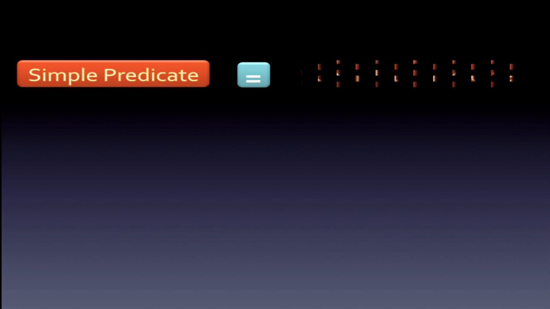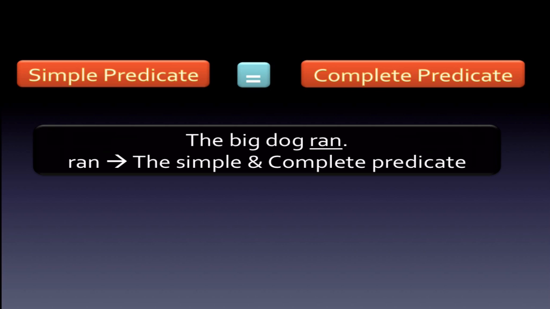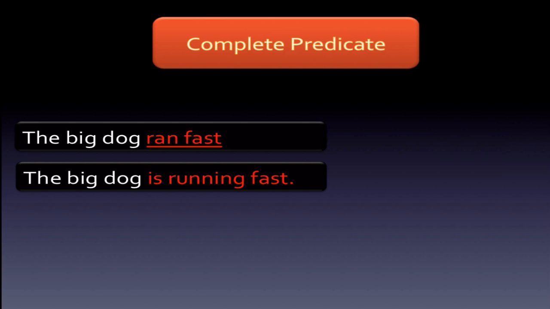All right. Before we take an example, let's take a look at how the simple predicate is sometimes equal to the complete predicate. Let's take a look at the big dog ran one more time. So ran is your main verb, and there is no helping verb. There is nothing else in there other than just ran. So ran is the simple and the complete predicate. All right. Let's take a look at some examples of the complete predicate. The big dog ran fast. So the big dog is the subject. Ran fast is the predicate. Now, do I have a helping verb in here? No, I don't. So ran fast is my complete predicate.